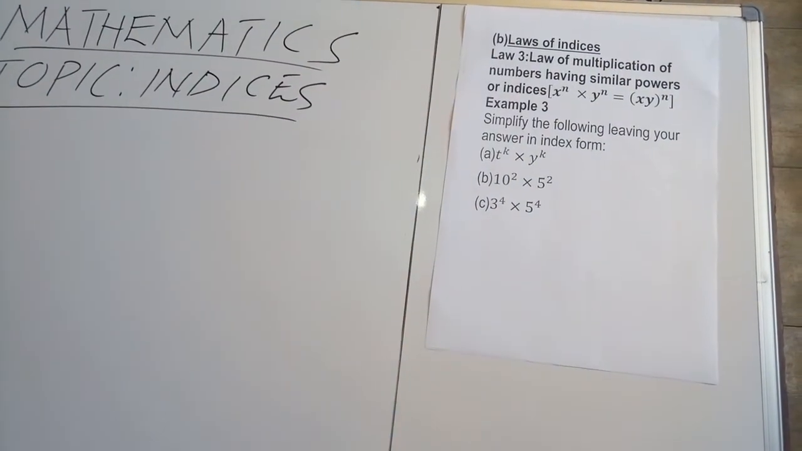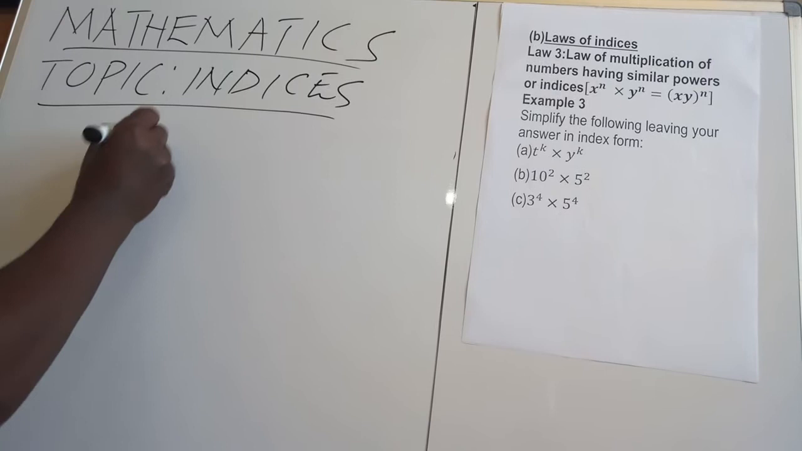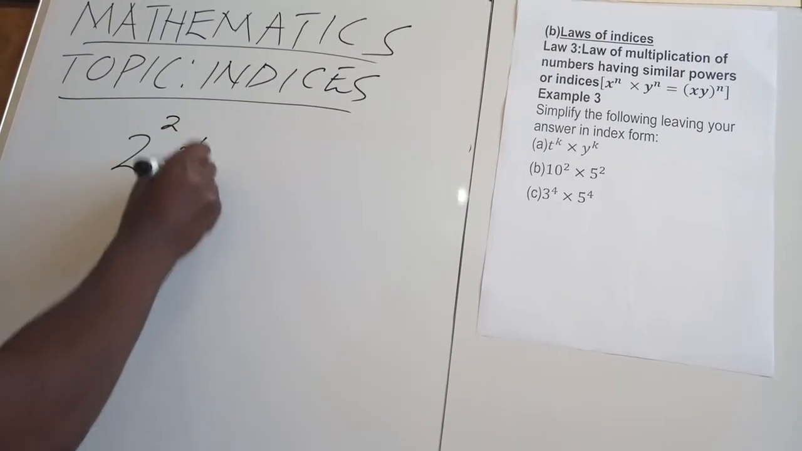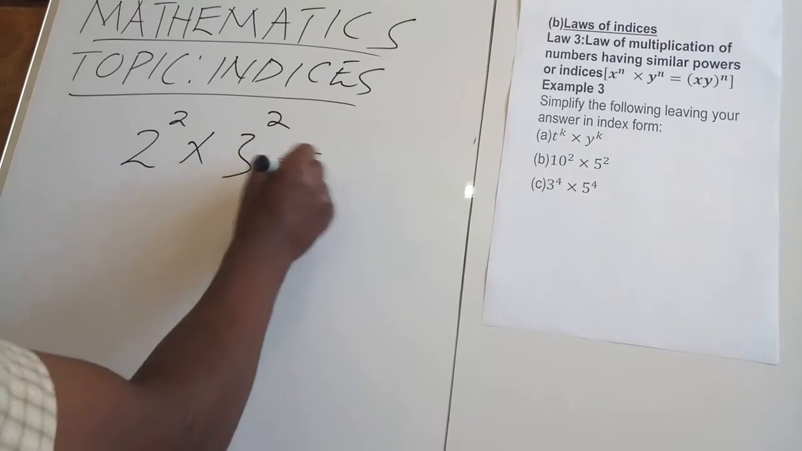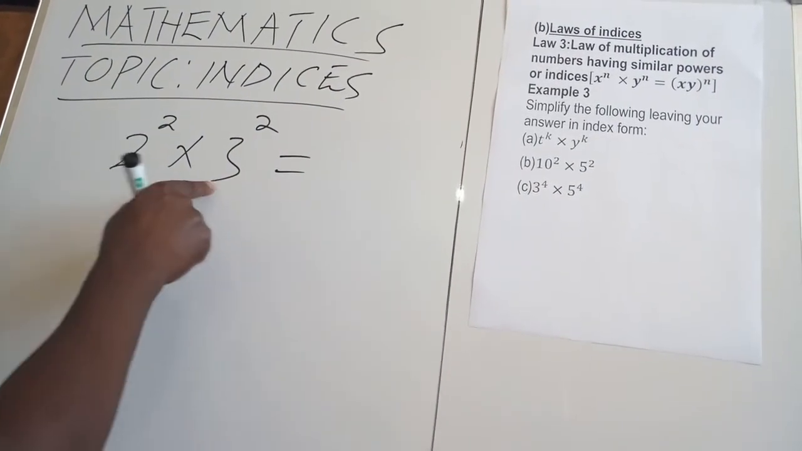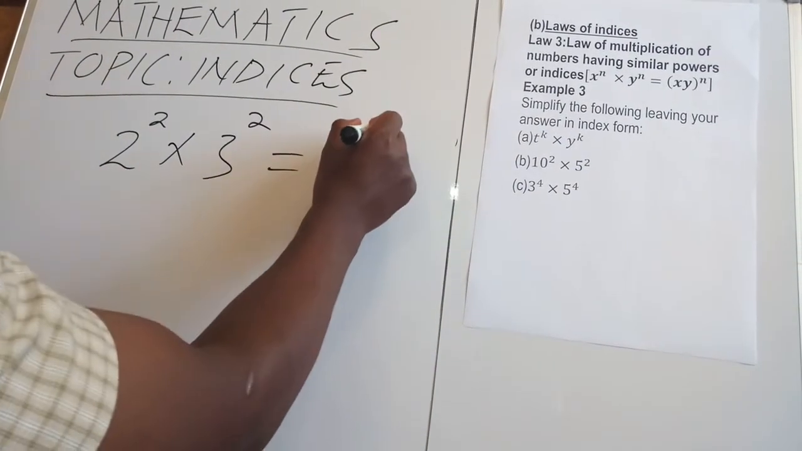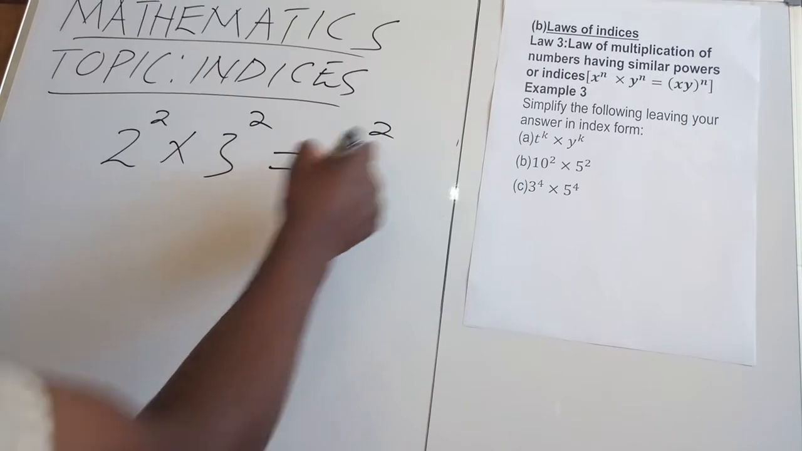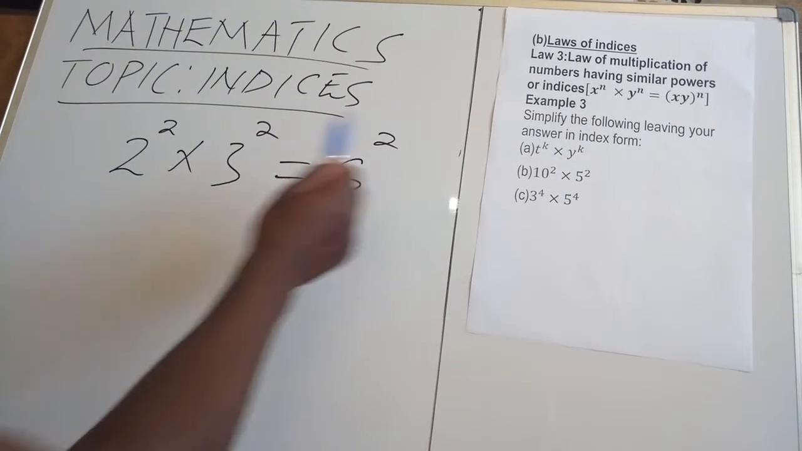So I'm going to give an illustration here. We have 2 raised to power 2 times 3 raised to power 2. So what do you get? As per that law, you multiply base 2 and base 3 to give you 6. Then let that 6 assume what? That similar power 2. Now we just verify if at all this is a valid law.